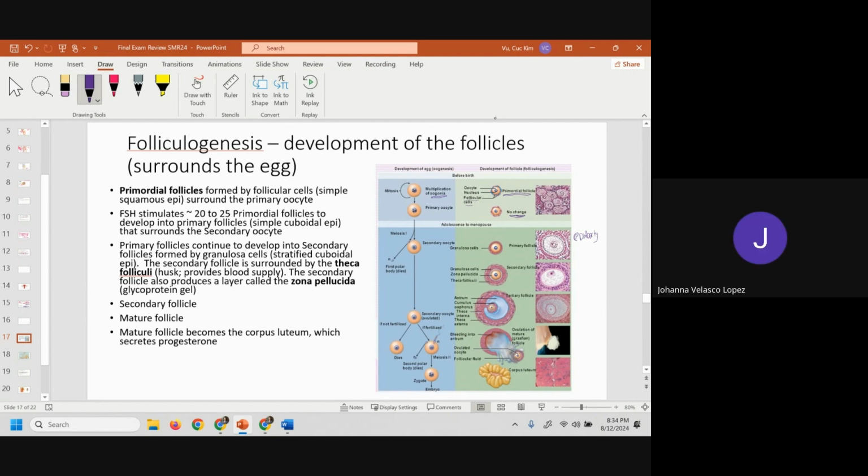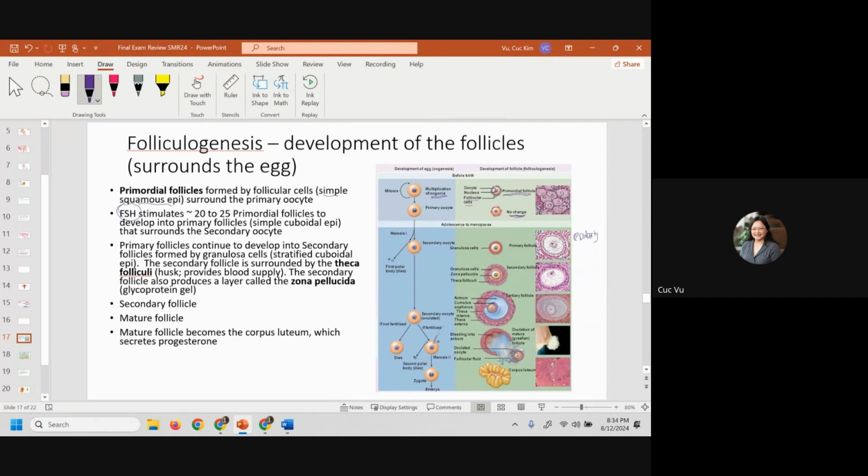FSH and LH, start one first, versus FSH, right? Yep. So FSH starts the whole story of that month. Now that primordial follicle, you should note that it is simple squamous epithelium, because the name changes as the structure changes.